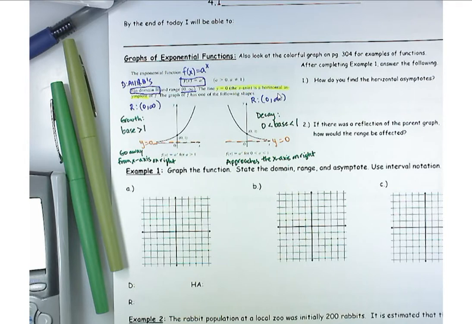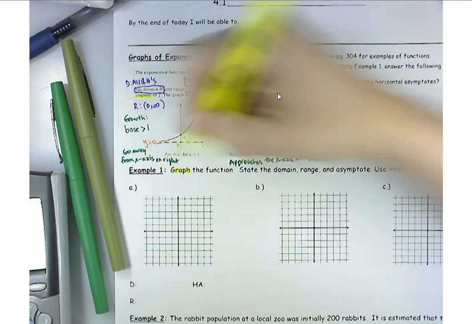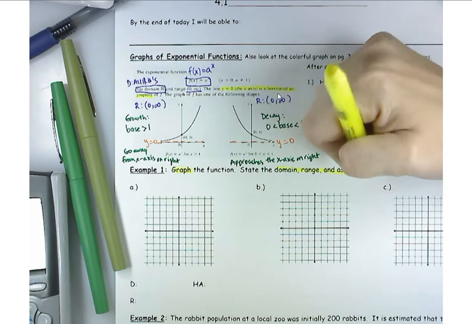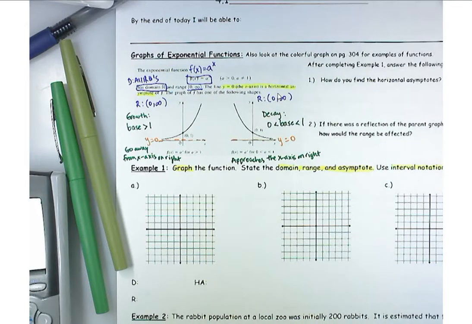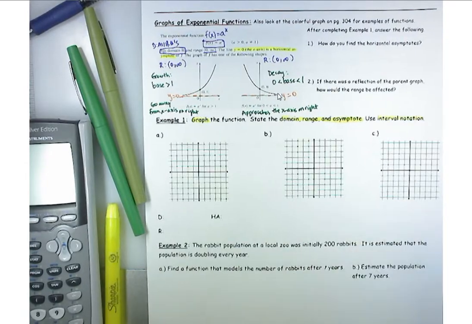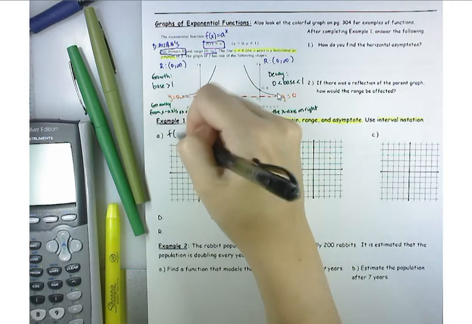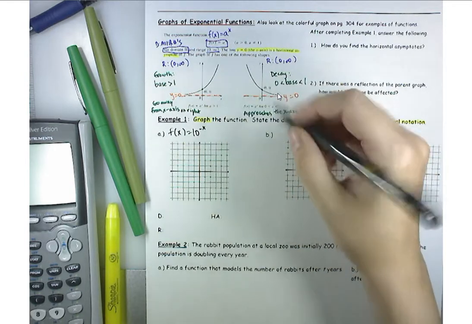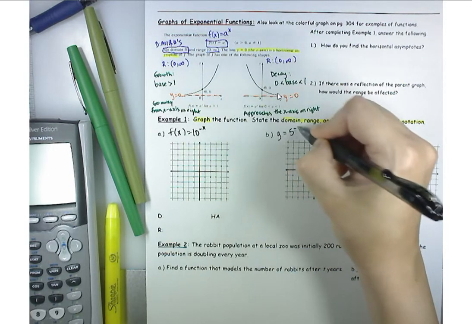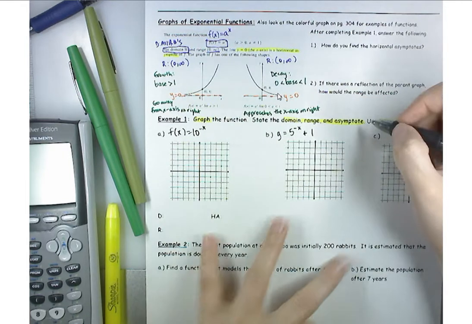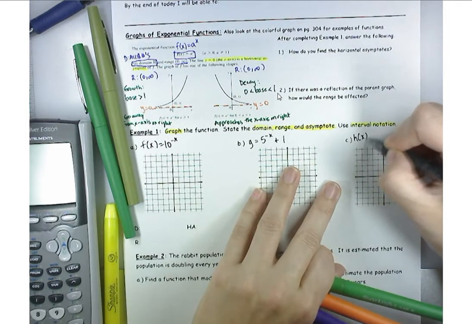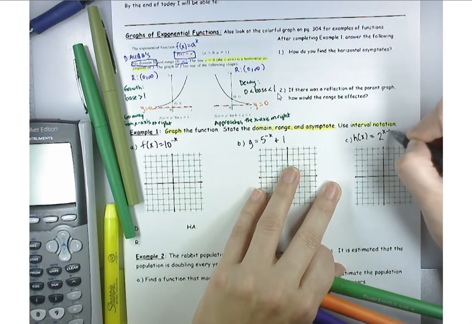So for example 1, we have to graph the function, and then we're going to state the domain, range, and asymptote. And we are going to use interval notation when we state the domain and the range. Alright, so for A, we have f of x equals 10 to the negative x. For B, we have y equals 5 to the negative x plus 1. And C is h of x equals 2 to the x minus 4 plus 1.